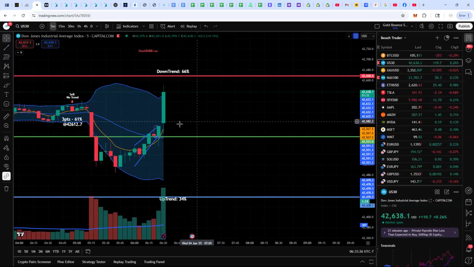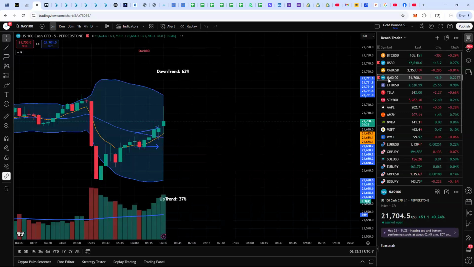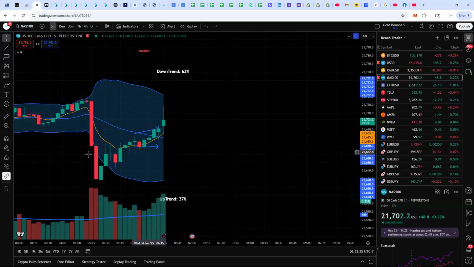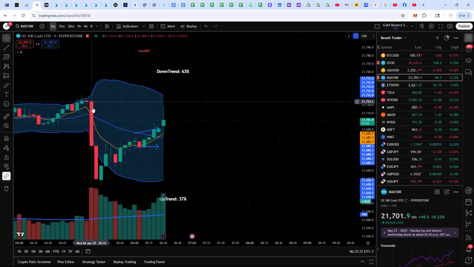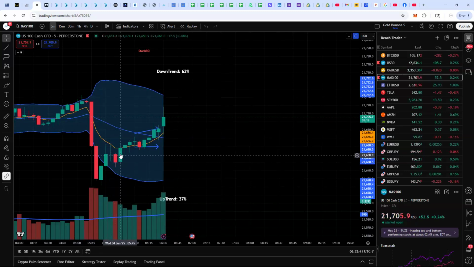But it is still going up. Look at US 30. If we would have stayed in US 30, we would have made more money on this one. But Nas was just looking. It just doesn't look like it wants to go up to me. It looks like it's been pushed down so far right here. Okay. And it started making its way back up.